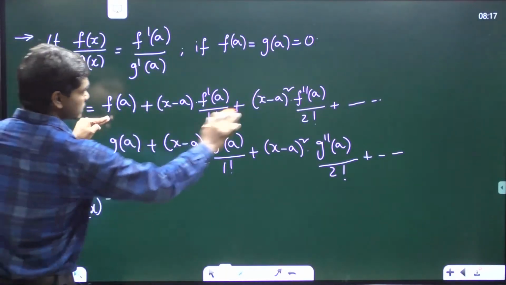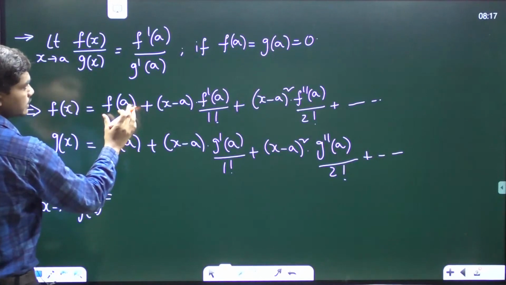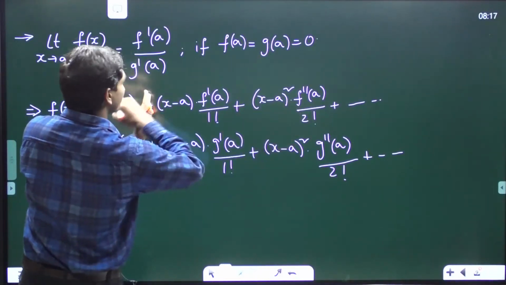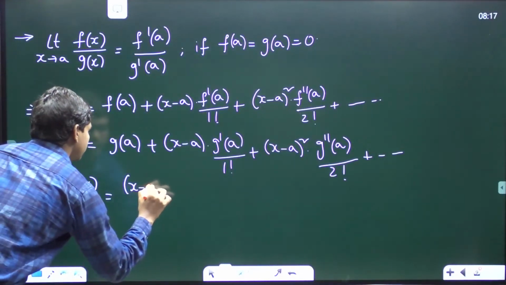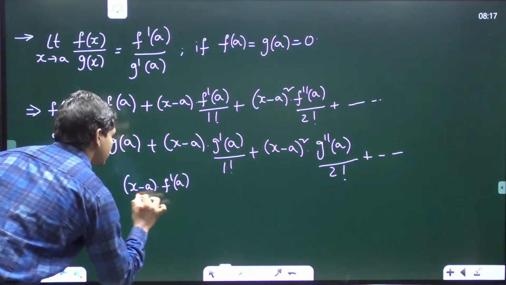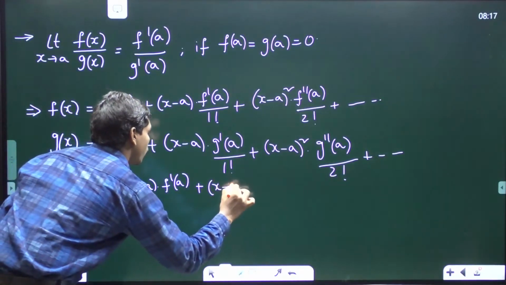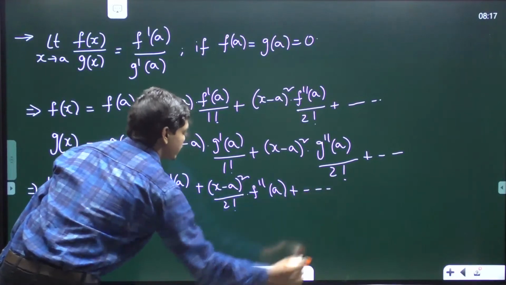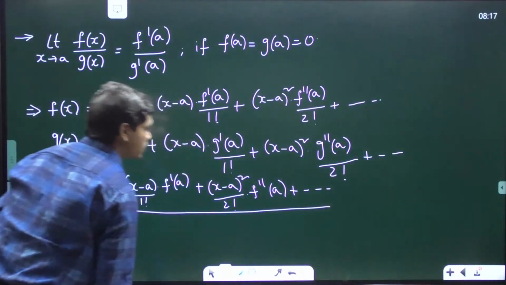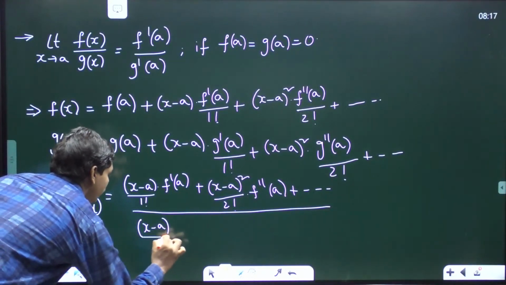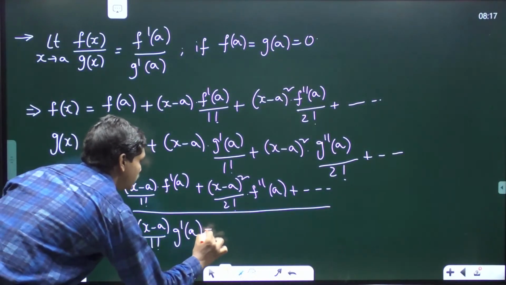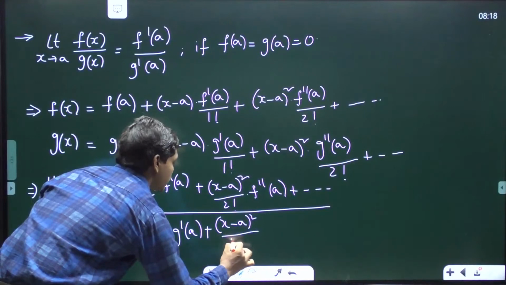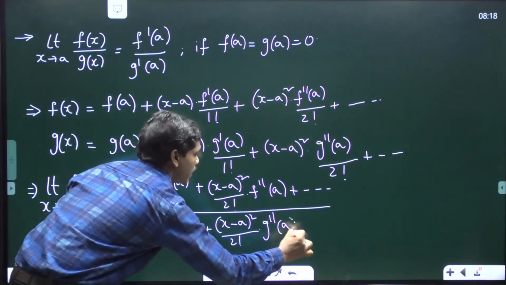If I'm writing this series, and f of a is equal to 0, can I write this series excluding this term? If I remove f of a from this expansion, can I continue the series from here since f of a is already 0? So we have x minus a into f dash of a, of course with 1 factorial, plus x minus a whole square by 2 factorial into f double dash of a, and so on, divided by what we would have in the denominator similarly: x minus a by 1 factorial into g dash of a plus x minus a whole square by 2 factorial into g double dash of a, and so on.